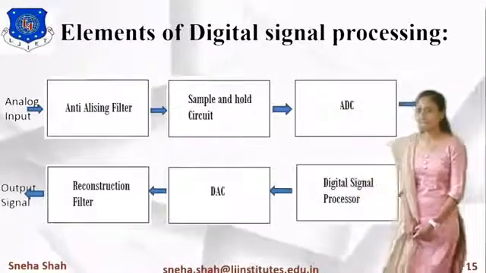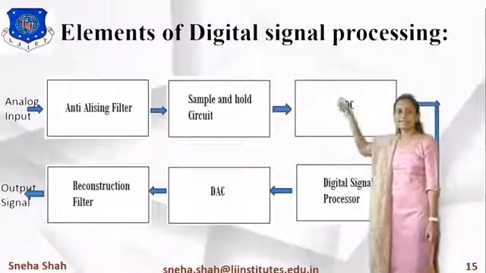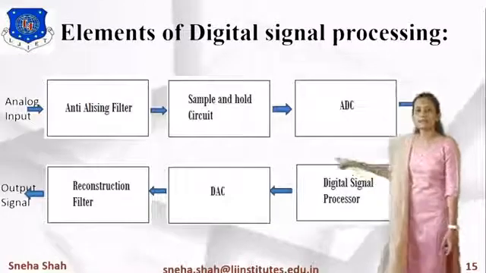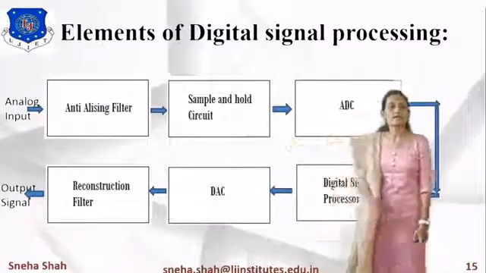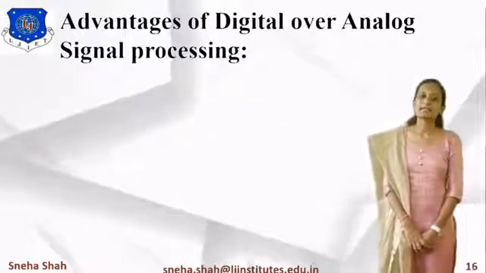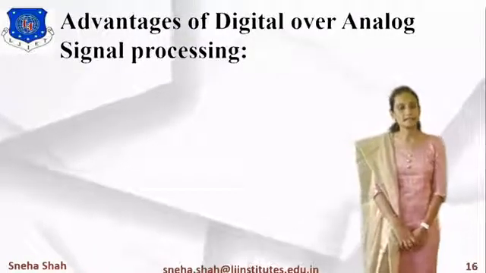So the basic elements of the digital signal processor are these six. First one is the anti-aliasing filter, sampler and holder, A to D converter, digital signal processor, D to A converter, and the reconstruction filter. Now the next topic is advantages of digital over analog signal processing.